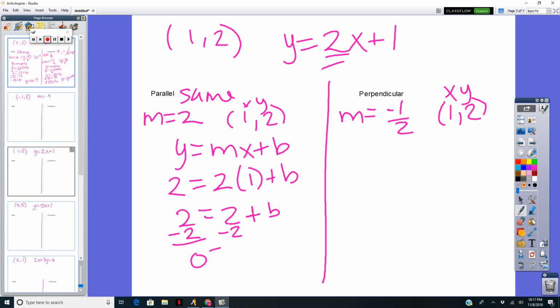So in this case, b equals 0. And that's okay. Zeros are numbers, so it's okay. I can write my equation as y equals 2x plus 0, or y equals 2x just alone.